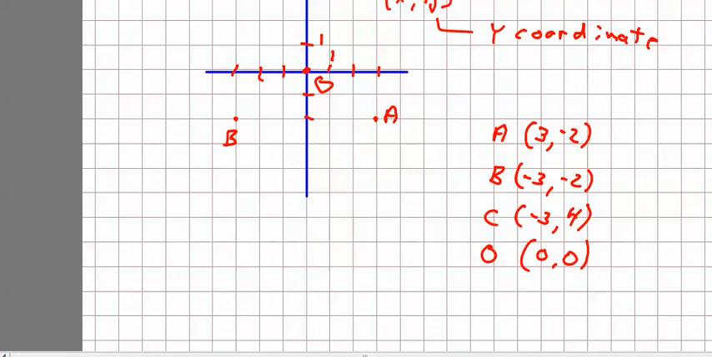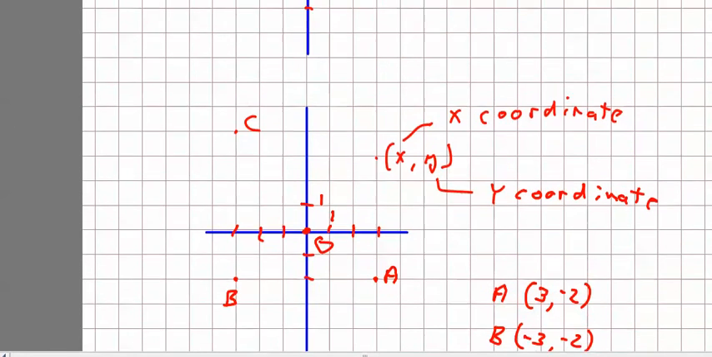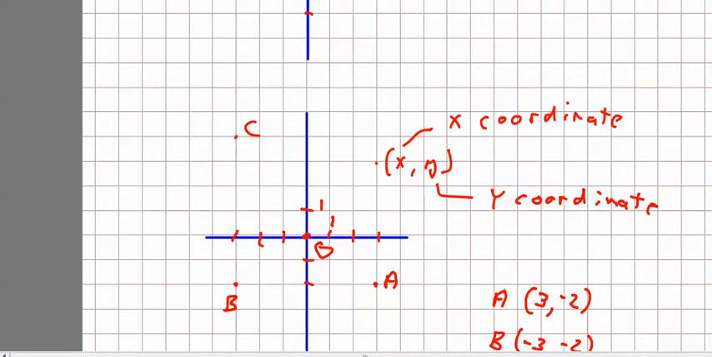All right? It's understood that you should be able to, without any further practice, graph points on the XY coordinate plane.